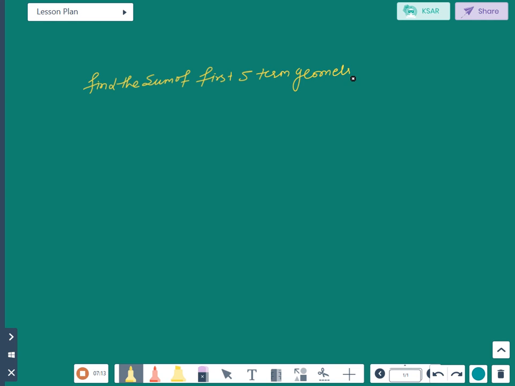Geometric series. The series is given, that is 1 plus 2 by 3 plus 4 by 9 plus dash dash dash.